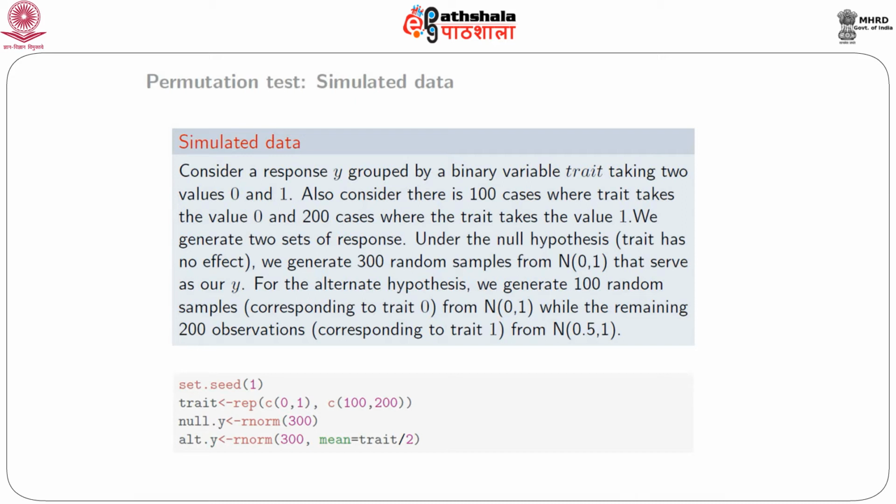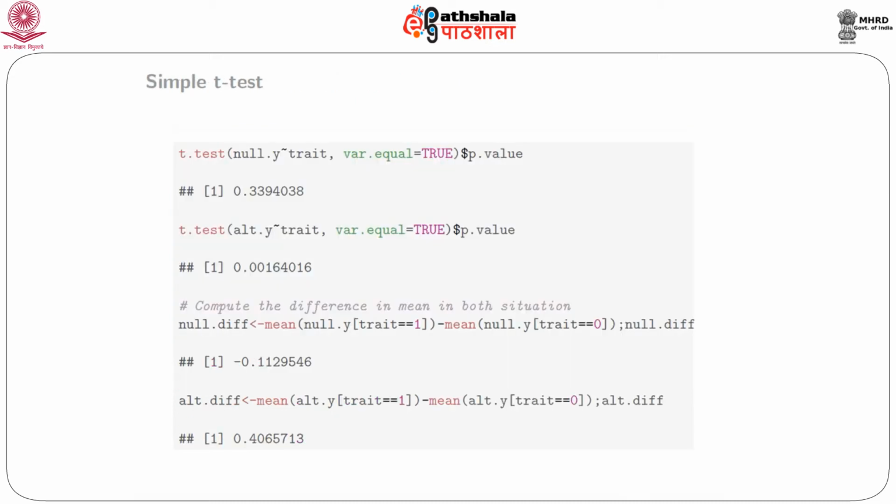So, for null.y the trait has no effect, and for alt.y the trait has an effect, and we know we can test this using the conventional t test. If we use t.test of null.y explained by trait, with var.equal, because we know that the variances are equal, we see that the p value comes out to be 0.3394, which means that trait has no effect on null.y. If we run the same test for alt.y, we get a p value of 0.00164, which means trait has an effect on y.